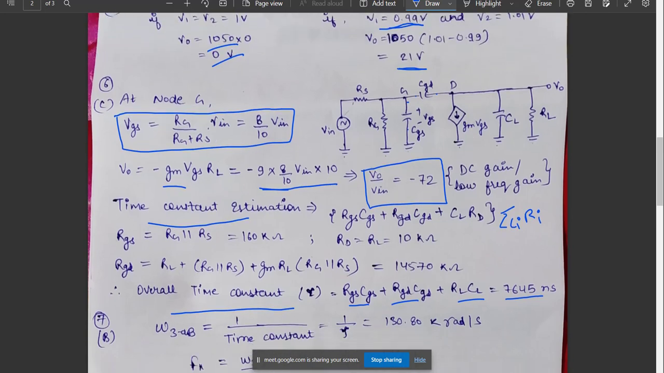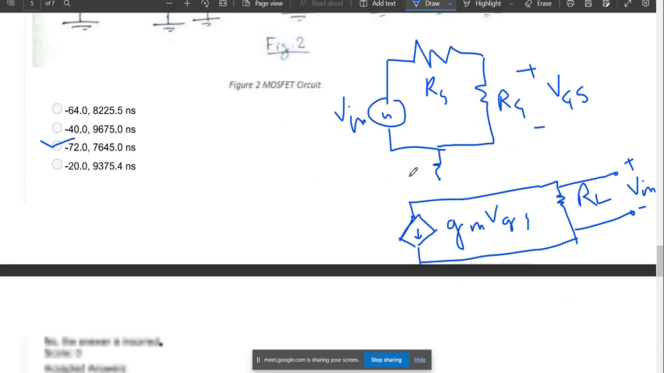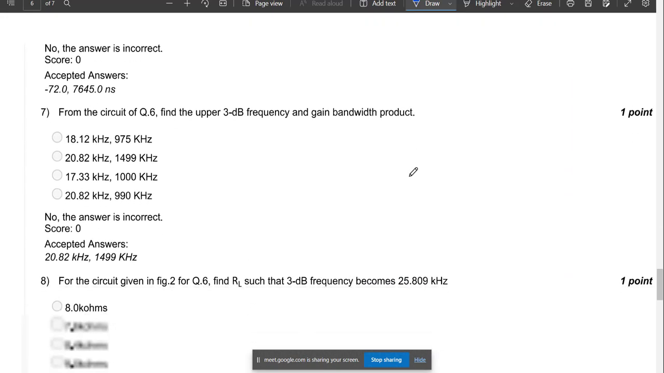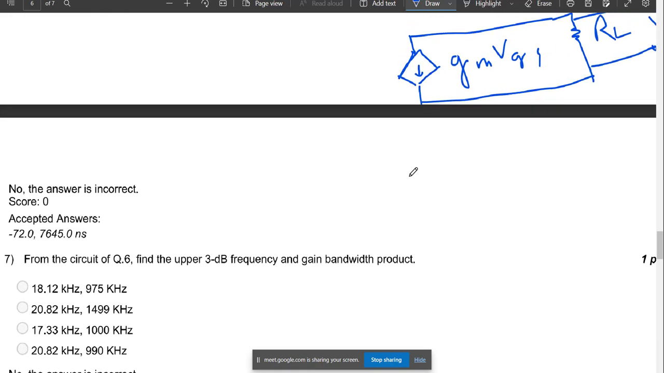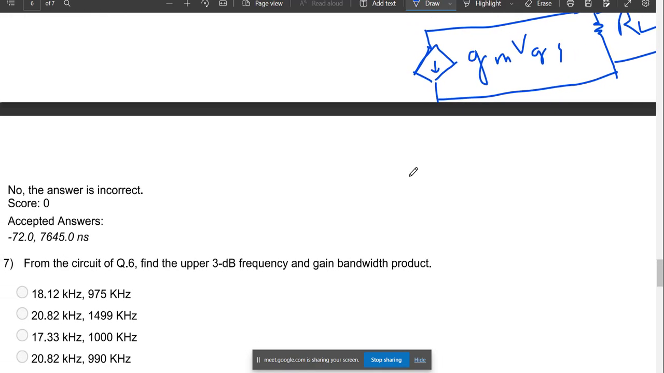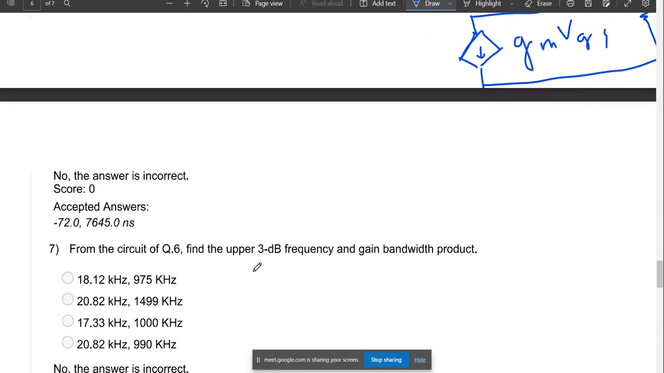So any doubt here, anyone? So now that you know the formula and everything, you have to solve this question. From the circuit of question 5, question 6, find the upper 3 dB frequency and gain bandwidth product. You have to find out upper 3 dB frequency and gain bandwidth product.